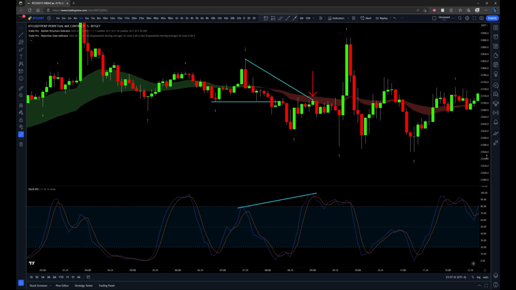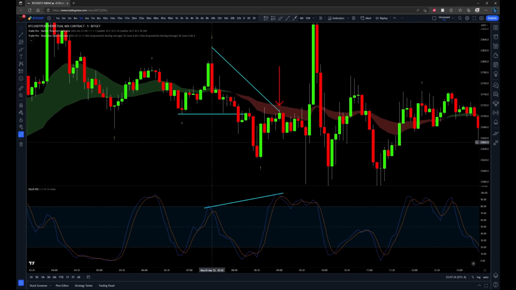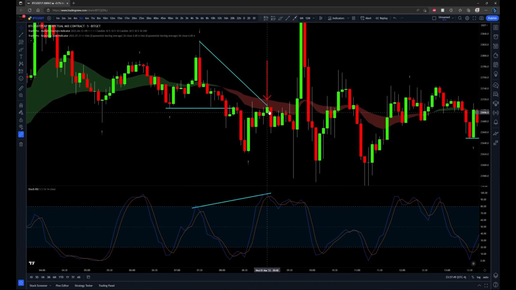Here is a bearish setup, the next one. And we have that red flipped cloud. We have the bearish market structure break right here on this candle. We're looking for hidden bearish divergence, which we get here. Higher on our stochastic RSI, lower high on the price.